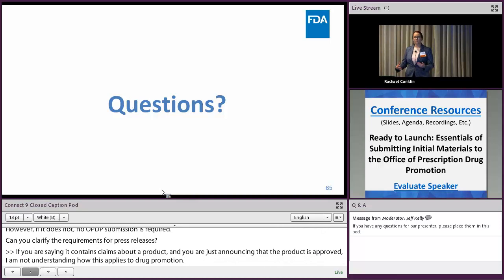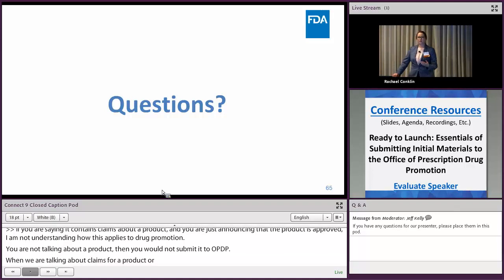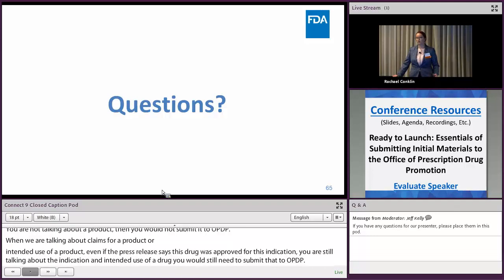But when we're talking about claims for a product, we're even talking about intended use of a product. So even if the press release just says that this drug was approved for this indication, you're still talking about the indication and intended use of a drug, and you would still need to submit that to OPDP. You don't have to submit it for advisory comments unless your drug is accelerated approval. It would come in on a form FDA 2253. It's my best understanding.